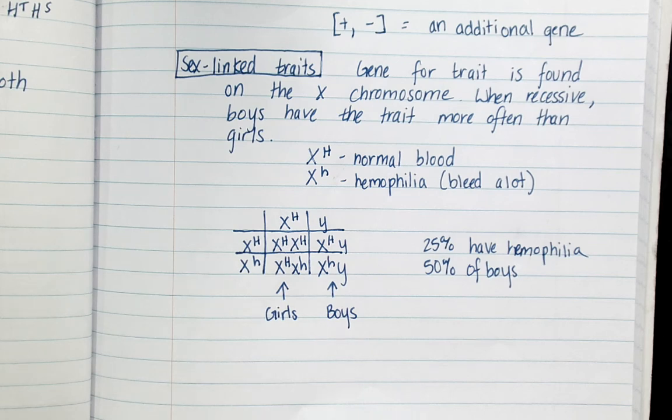Examples of this would be color blindness. It's much more common with people that are genetically male because it is recessive and it's on the X chromosome. And as well, male pattern baldness is another example, where you will see that it is much more common, and that's why it's called male pattern baldness, because it's recessive and it's on the X chromosome.